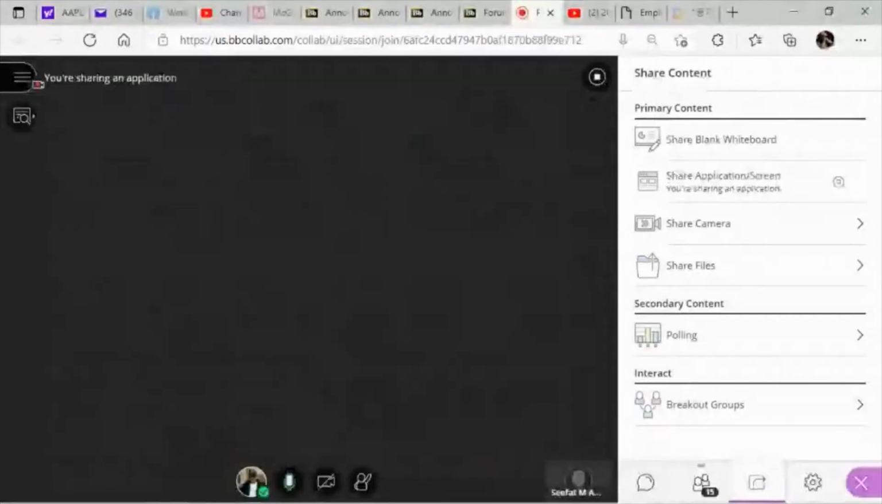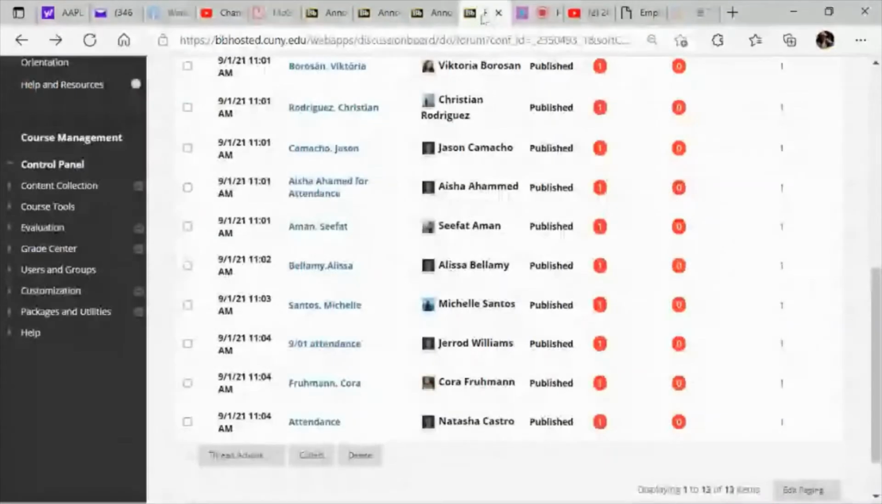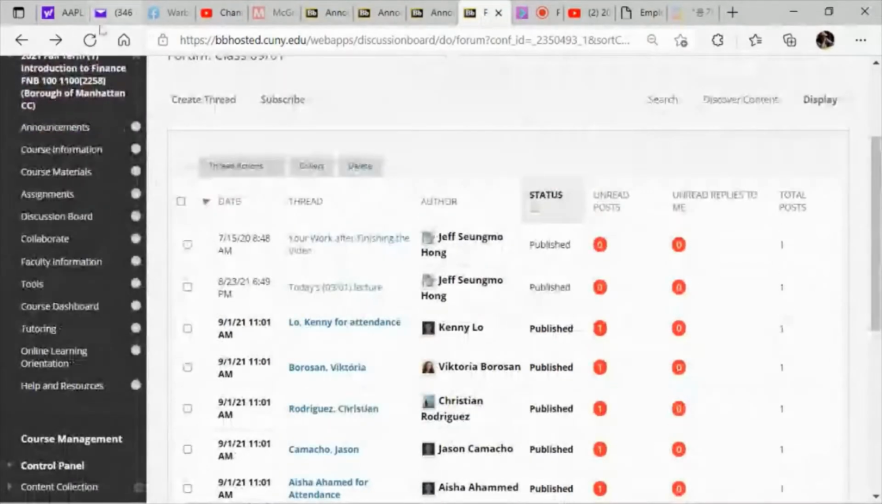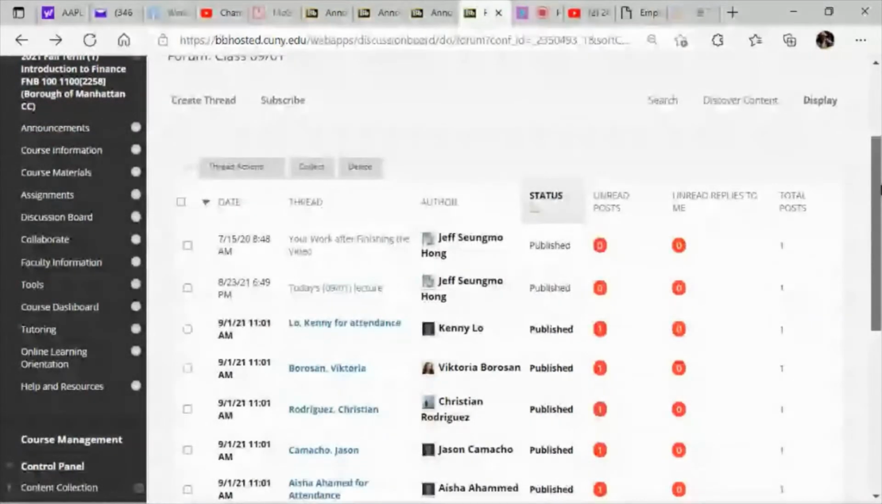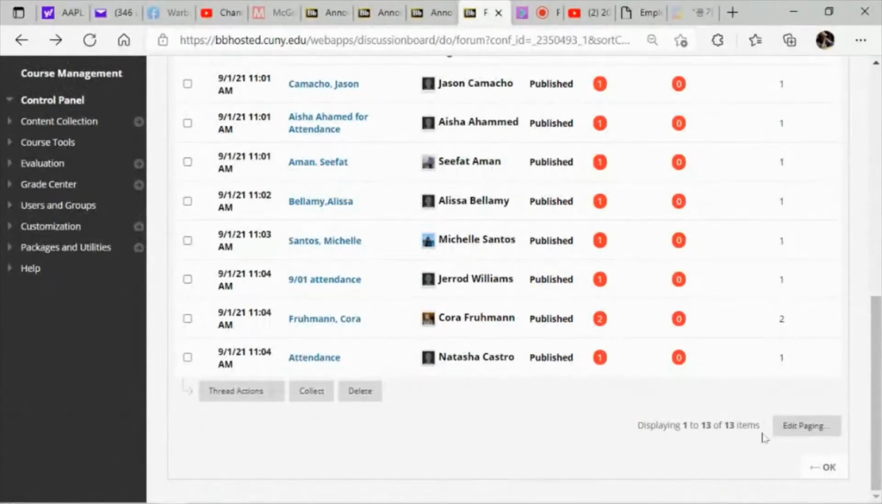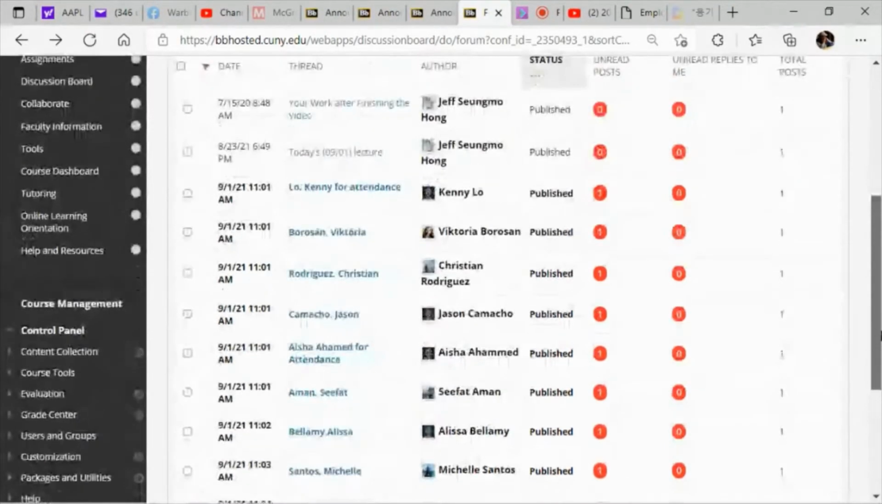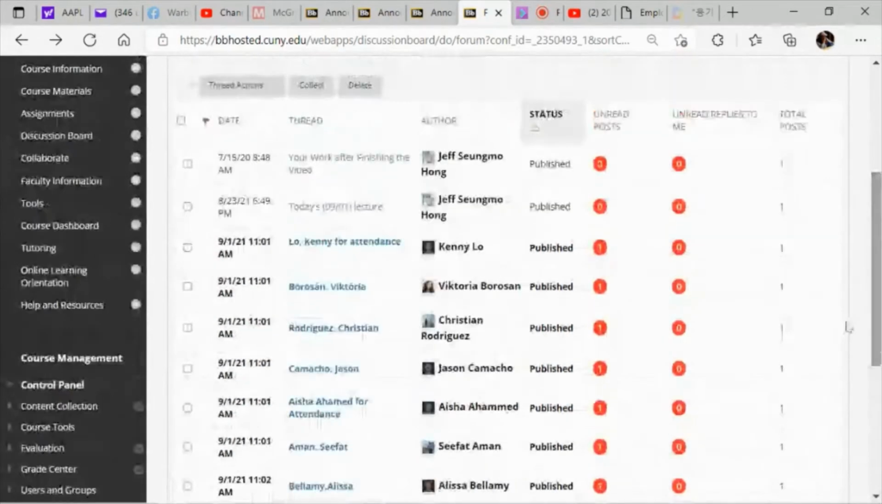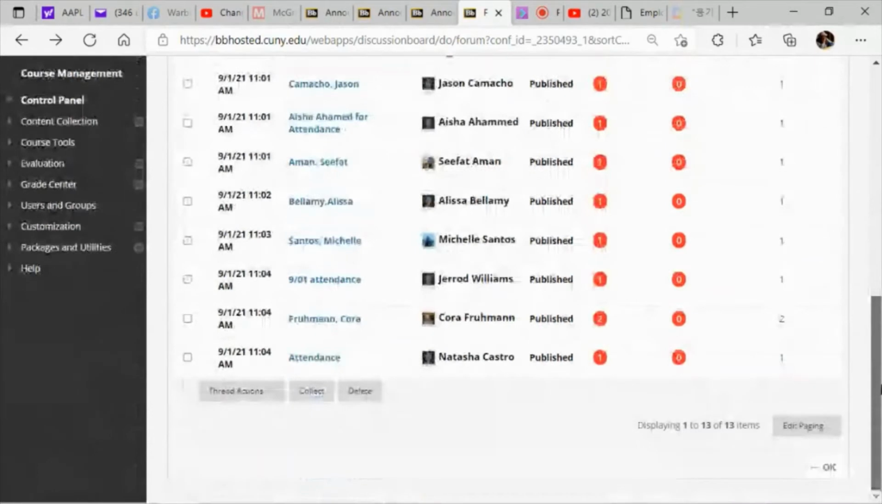Now, let me share my screen. As of 11:05 a.m., I have 11 people. Why? Because it says 13 items, but two of them are mine, so that's 11. But there are like 14 people in the Collaborate session.